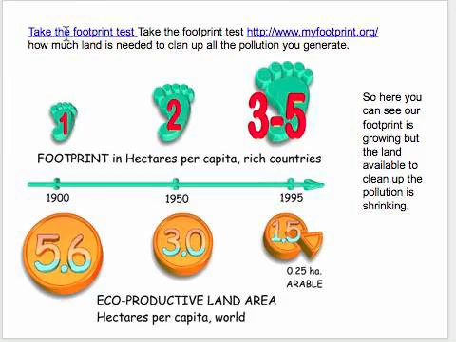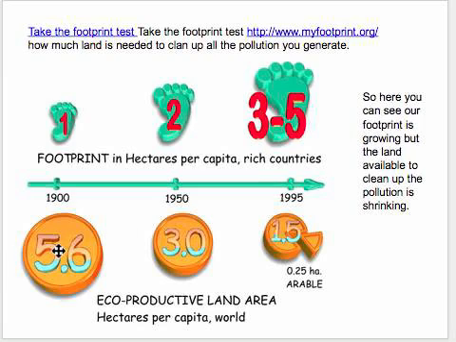I'd like you to take the footprint test to see how much you as an individual use up. If you go on plane travel, especially intercontinental plane travel or business class or first class, if you're lucky enough, your footprint is going to be absolutely huge. What's interesting here is when we look at the global hectares from 1900, the footprint has increased from 1 to 3.5 in rich countries, but the amount of ecologically productive land has actually decreased from 5.6 to 1.5.